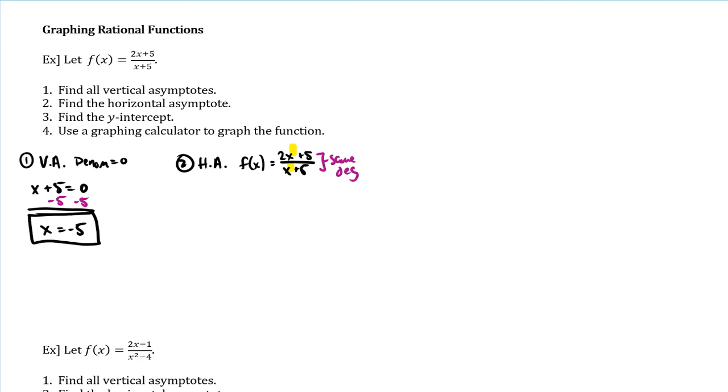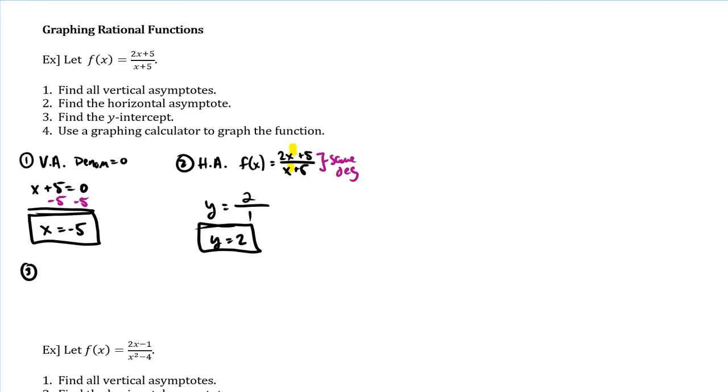And that means we'll use our rule, which is to take the leading coefficient of the numerator and divide it by the leading coefficient of the denominator. And then we'll just simplify, which would be y equals 2. Okay, so there's the horizontal asymptote.